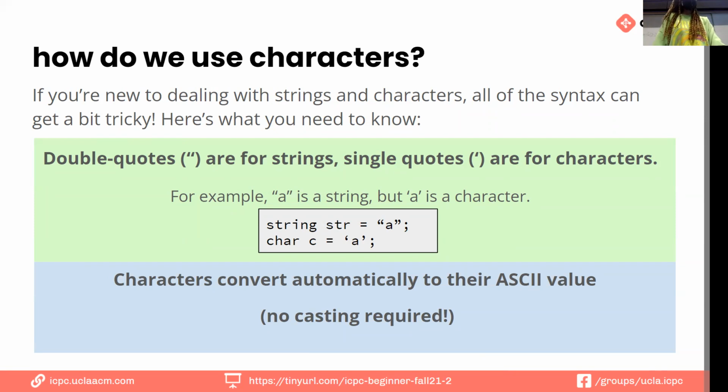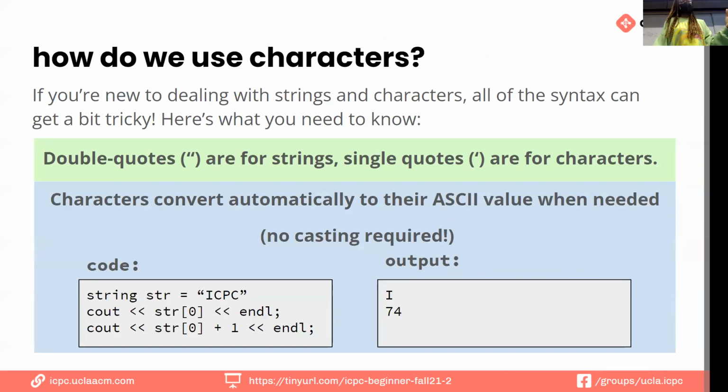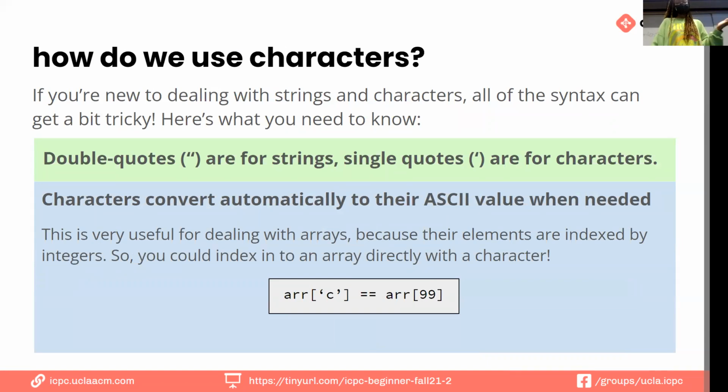Great. And what can characters do that strings cannot? Well, one thing is that characters convert automatically to their ASCII value when you need them to. So here we have code, for example. This string is just ICPC. If you want to print out the string at the first character, it'll give you I, which makes sense. But if you print the first character plus 1, then it will automatically take that character, convert it to its ASCII value, and add 1, which is weird and great because, as we learned or reviewed, arrays are accessed via indexes that are numbers. So it's very useful for dealing with arrays because the elements are indexed by integers.